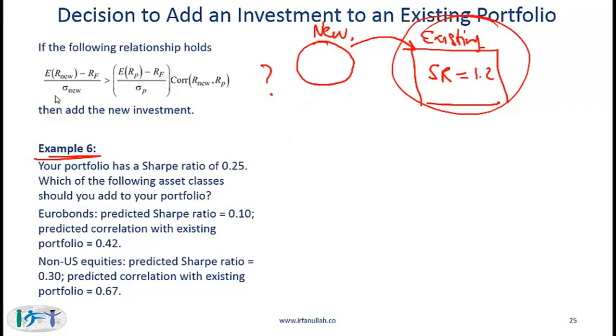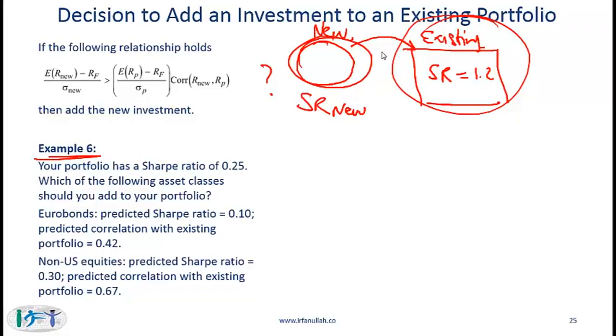The answer is given right here. Actually, before I go to the answer, let's just consider what are the variables you will look at in deciding whether to add this new investment to your portfolio. Clearly, you need to look at the Sharpe ratio of the new investment. So let's call that Sharpe ratio new.